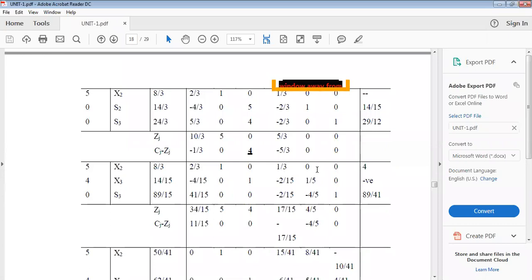5 into 0 means 0. 0 into this thing, 0. And the only thing is that 4 into 1 by 5, it is coming as 4 by 5. Okay, next again, 5 into 0 and 4 into 0, you are all getting zeros here. 0 into 0, 1 is also 0 like this. So this is the way you have to calculate the values of this particular thing.